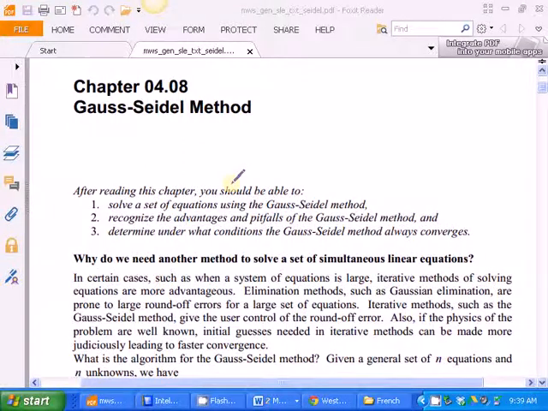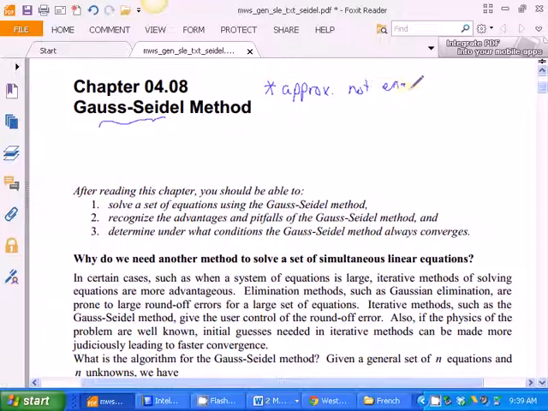Okay, in this video I'm going to talk about the Gauss-Seidel method for solving systems of linear equations. Some important facts about the Gauss-Seidel method: it is an approximate method. That means it's not exact, like Gauss elimination. So it gives a numerical answer.